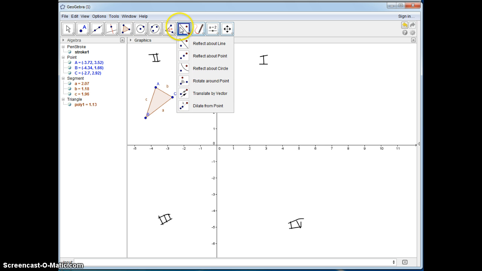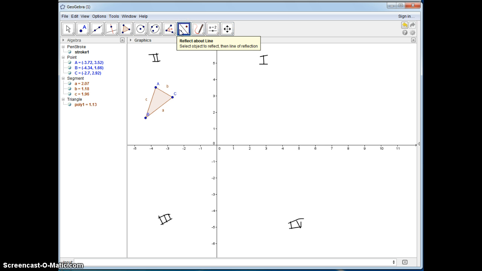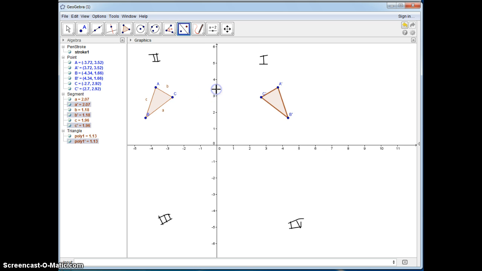Let me just hover over it again and see if I can get it. It says, select object to reflect and line of reflection. So we're going to reflect it over the y-axis. So here, click on the y-axis, and it reflects over to here. The points A, B, C change their orientation because if you look at them here, they're going counterclockwise and now they're going clockwise. So they change their orientation, but everything else about them is the same.